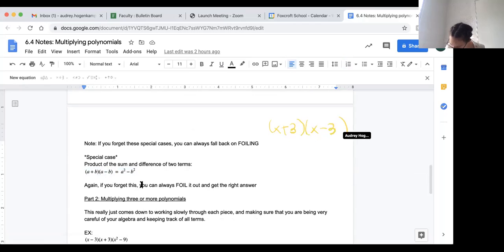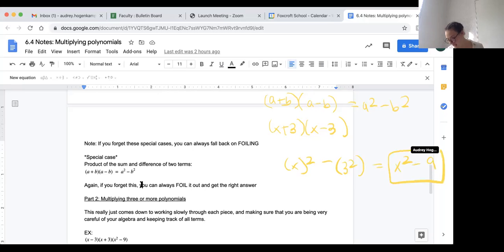Okay, so then we have a plus b times a minus b, which is going to equal a squared minus b squared. Our a in this case is x, so x squared minus our b in this case is 3, so it's going to be minus 3 squared, which is going to equal x squared minus 9. So again, useful to know, but if you forget, you could just FOIL it out and get the same answer.